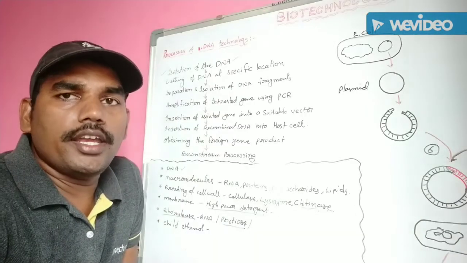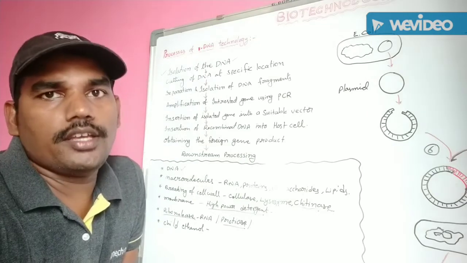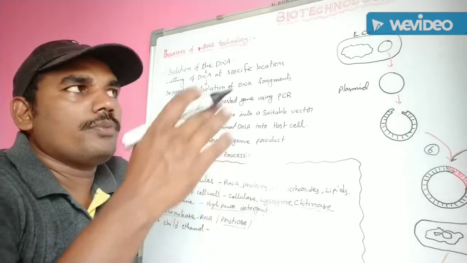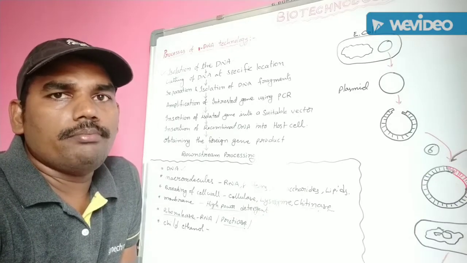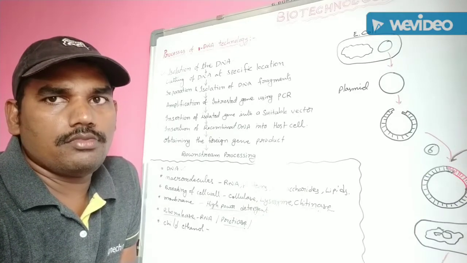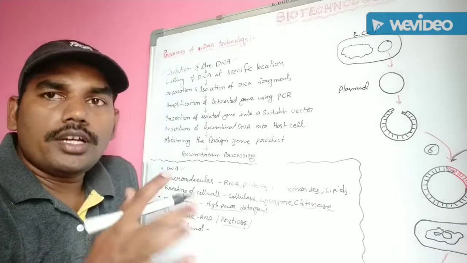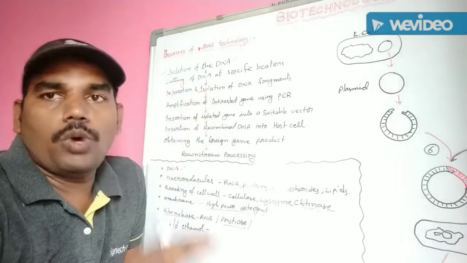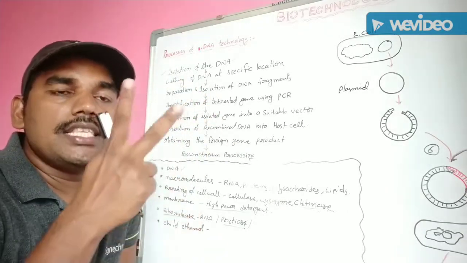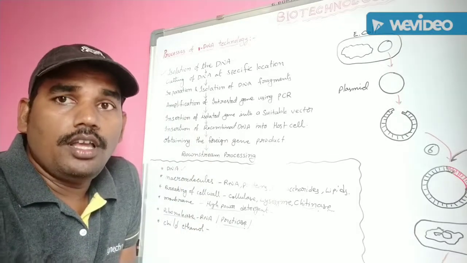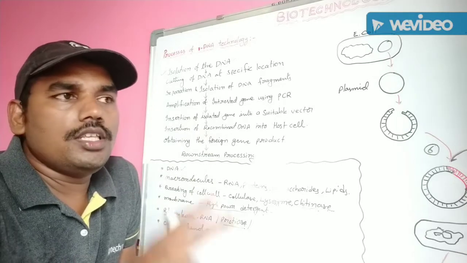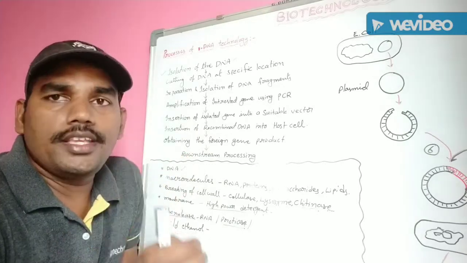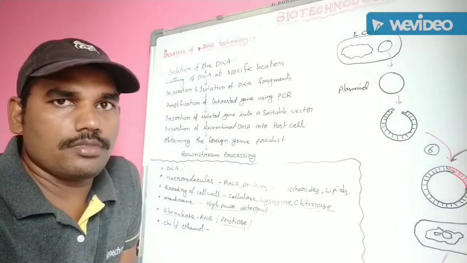The first step in rDNA technology is isolation of the DNA. The DNA is isolated from a particular plant cell, animal cell, bacterial cell or fungal cell. Initially you break down the cell wall, then the cell membrane, then macromolecules and micromolecules. All these molecules can be digested with different types of enzymes.